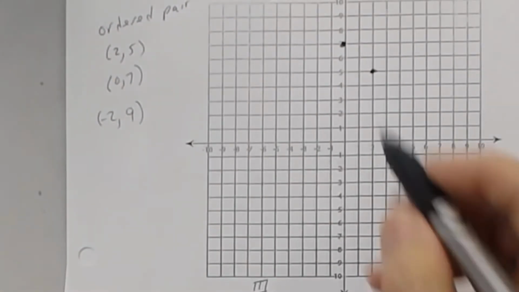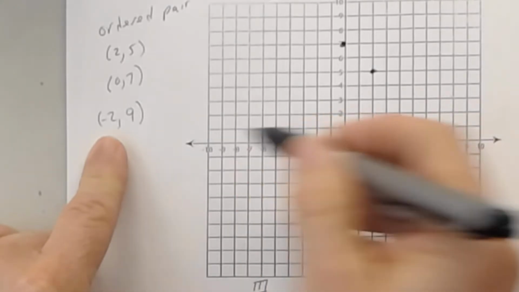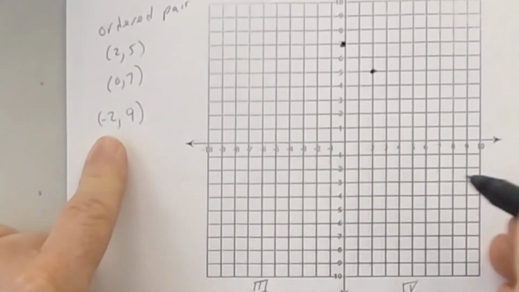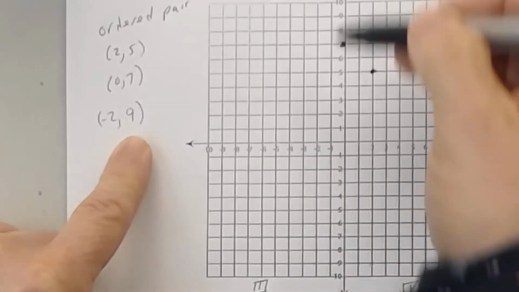You start at the origin. X is negative this time. So remember, with x, you go right or left, along the x-axis. That's easy to remember. The y coordinate, you go up or down along the y-axis.